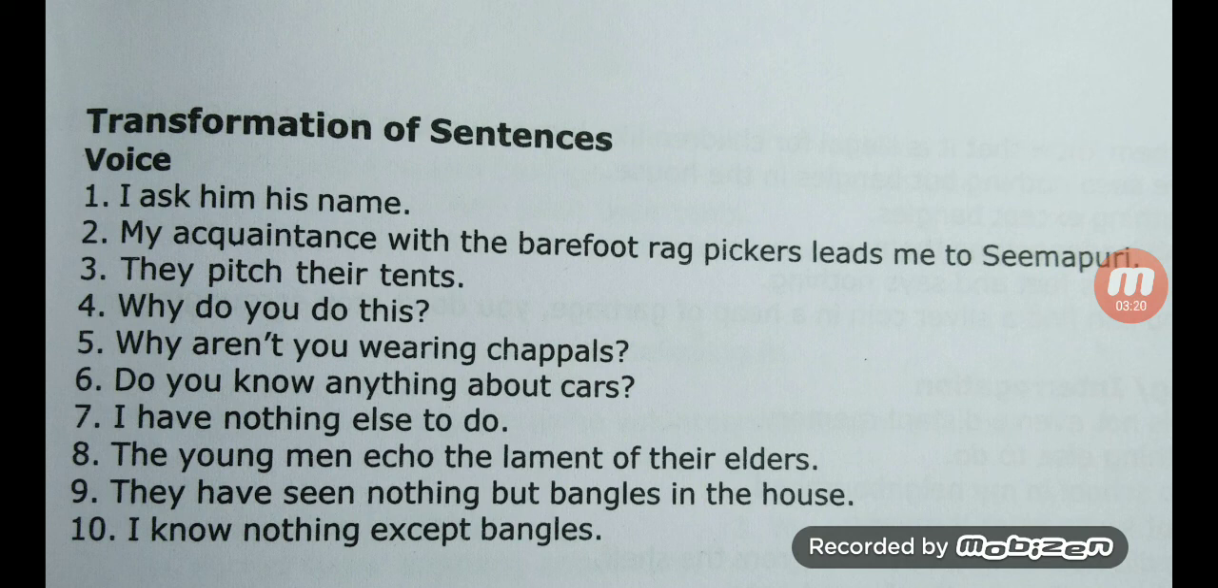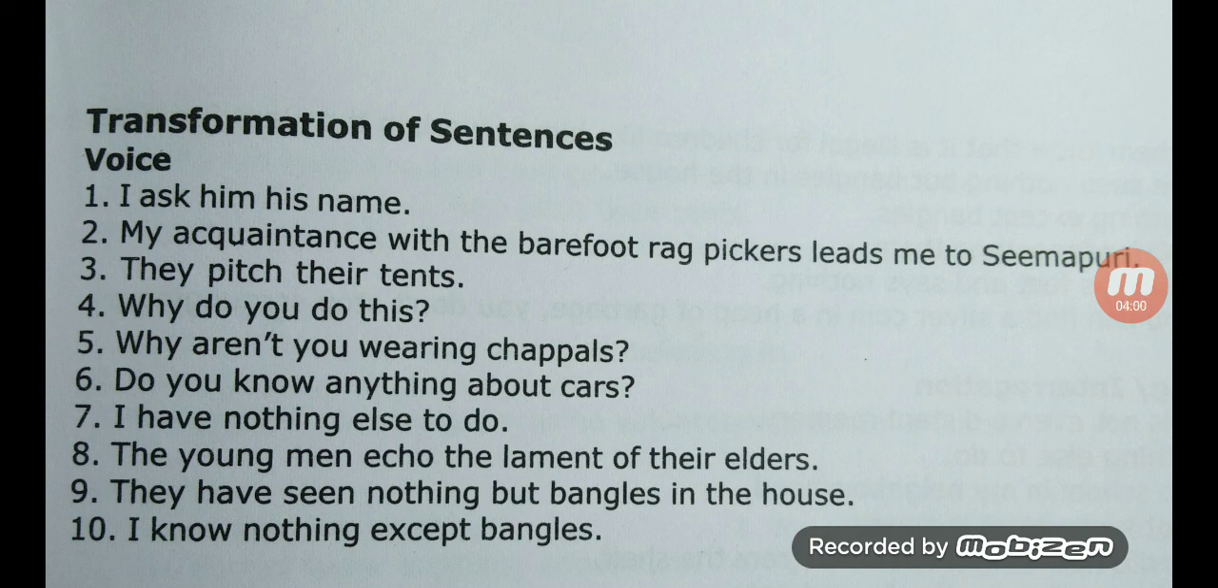Now see the next one, a similar kind of sentence. I have seen nothing but bangles in the house. Okay. So how will you say? They have seen nothing but bangles in the house. How will you write? Nothing but the bangles have been. The ing form is there, so have been seen by them in the house. Who is the first person over here? They. So they will become them. Nothing but bangles have been seen by them in the house.